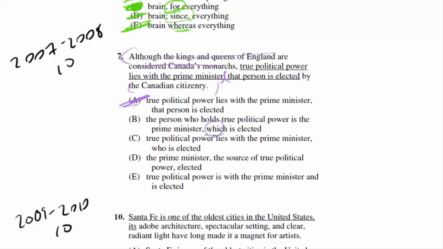Well, no, "which" is going to apply, again, not to a person. You'd have to use "who" here. So not "which," but "who." So that's a pronoun error. You can get rid of B. "True political power lies with the Prime Minister, who is elected by the Canadian citizenry."